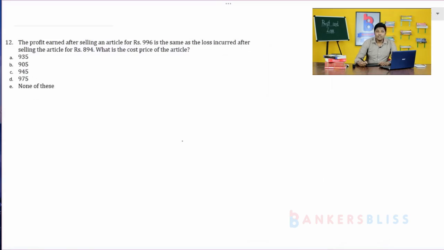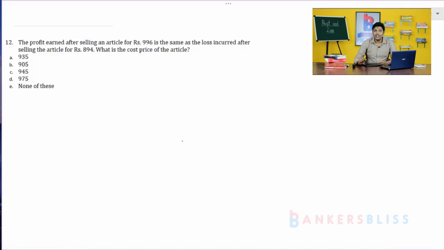See here, they have given two selling prices. While selling at 996 they got some profit, and while selling at 894 they got some loss, but the loss amount and the profit amount are equal, and here the cost price doesn't change. When they got profit the selling price was 996, when they got loss the selling price was 894, but the cost price is the same in both the cases, okay.